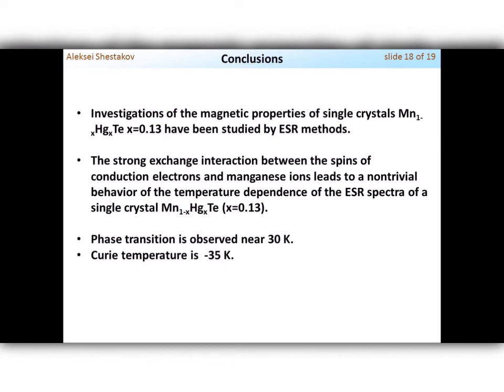Conclusion. Investigations of the magnetic properties of the single crystals have been carried out by ESR methods. The strong exchange interaction between the spins of conduction electrons and manganese ions leads to non-trivial behavior in the temperature dependence of the ESR spectra of single crystals of manganese mercury tellurium with concentration 0.13. A phase transition is observed near 30 kelvins. The Curie temperature is -35 kelvins.